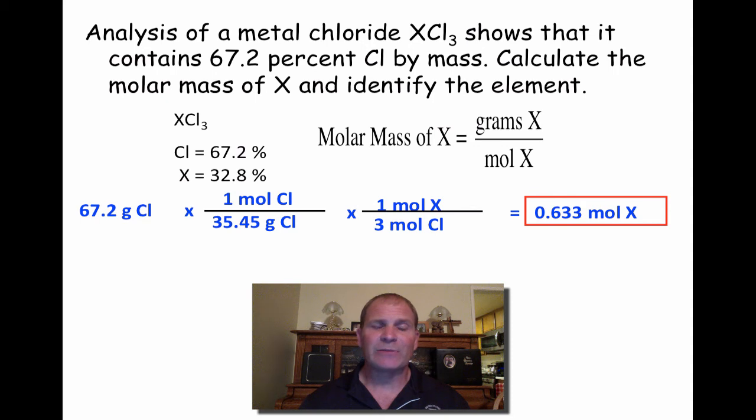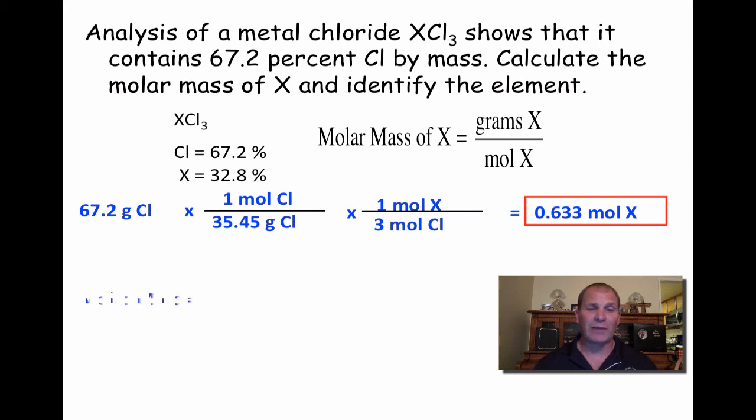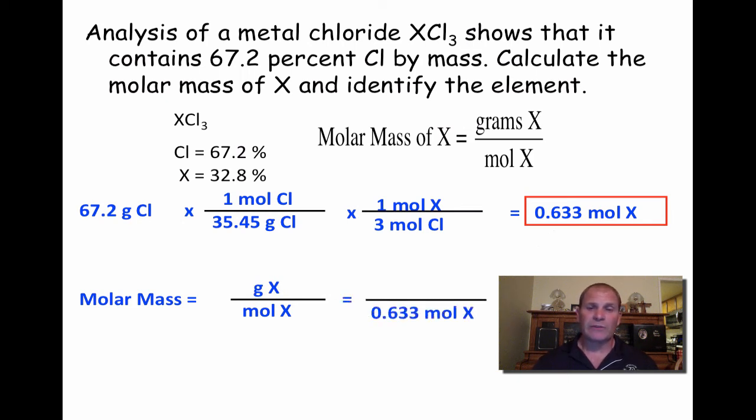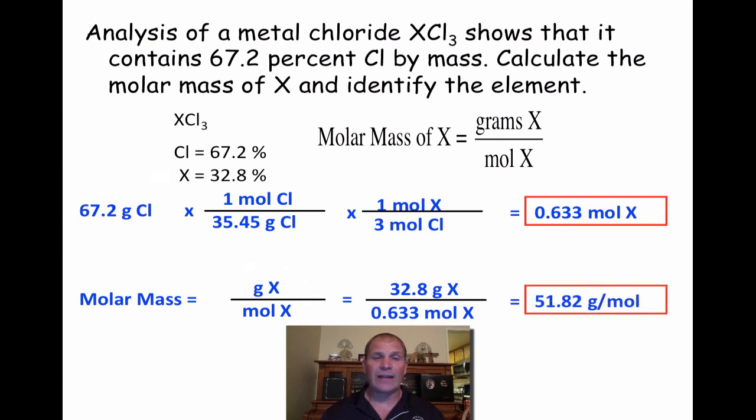How do I have my mass? Well, I know X makes up 32.8%, therefore it must make up 32.8 grams. So here we go for molar mass. I need my grams of X divided by my moles of X. Moles of X, well, we just solved for that. That's 0.633 moles. And where do I get my mass? 32.8 grams. I got that because I know I have 32.8%. I just simply divide and I come up with an answer of 51.82 grams per mole.